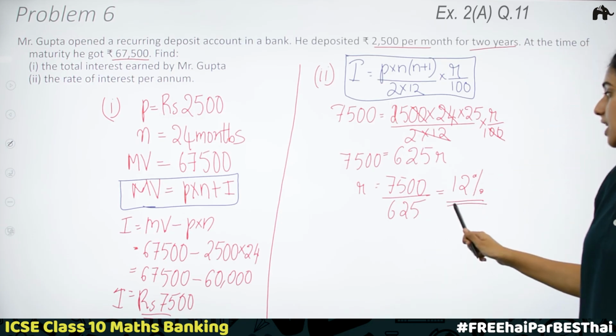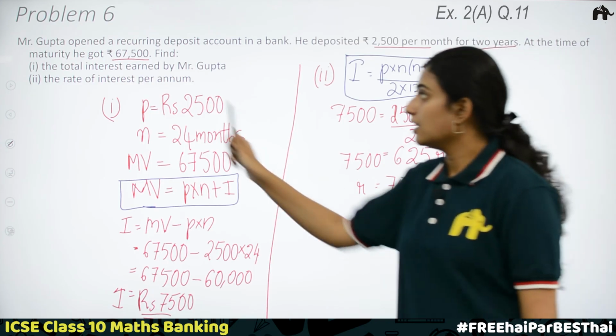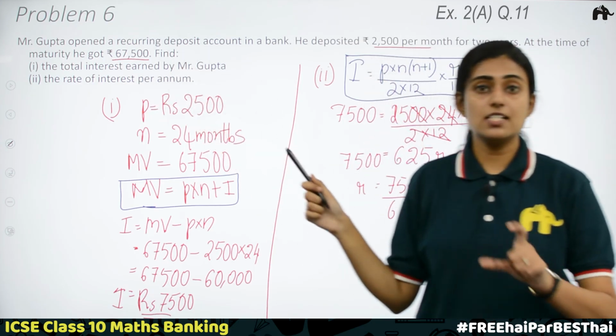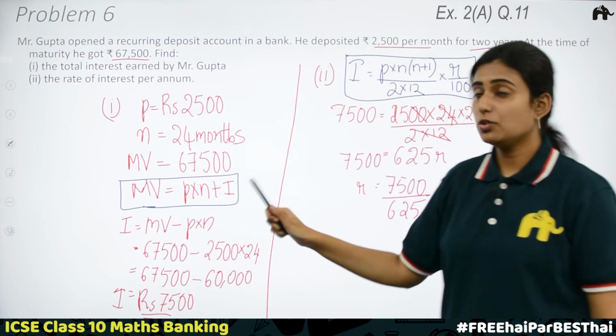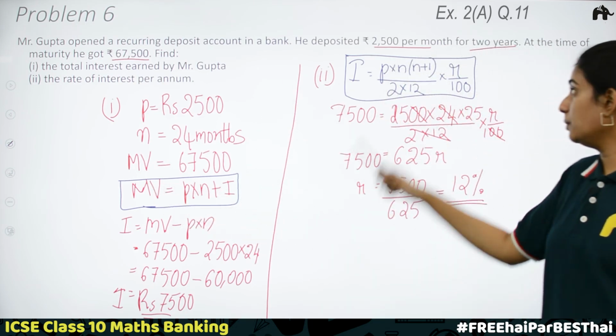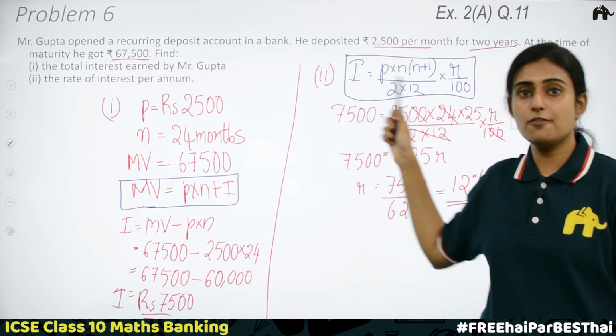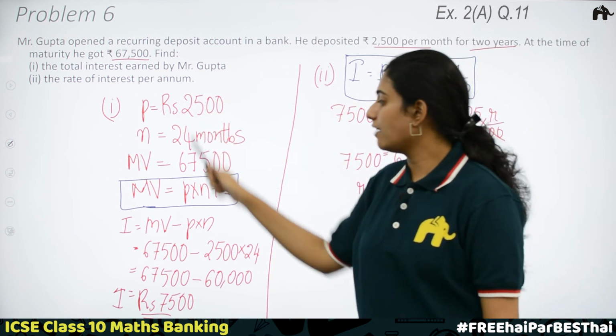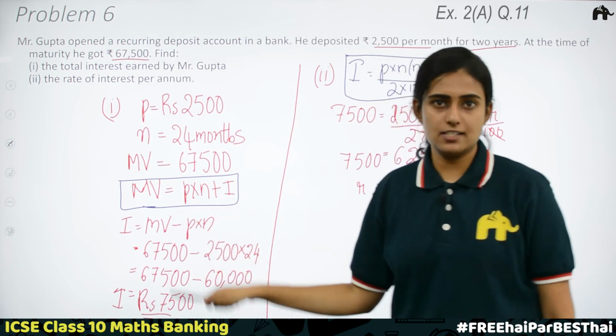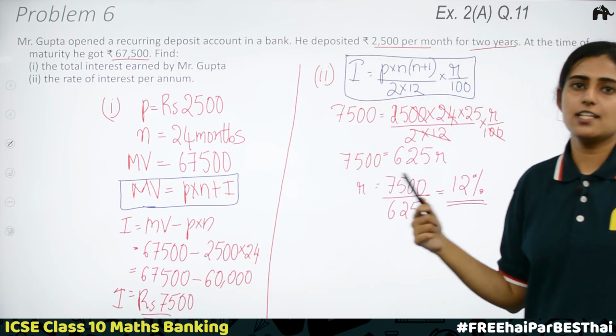So in this question, the first part is to find the interest, so we use this formula first, because if you use the other formula first, you will get interest in terms of R, which is not possible, right? Therefore, we have to use this and find the interest first. Only then calculate the rate of interest.